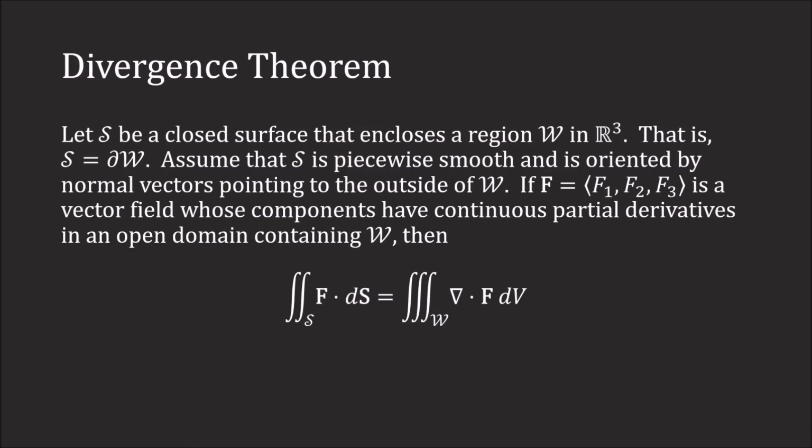And now we can look at the divergence theorem. Let S be a closed surface that encloses a region W in R3. That is, the surface is equal to the boundary of W. Assume that S is piecewise smooth and is oriented by normal vectors pointing to the outside of W. If F is a vector field whose components have continuous partial derivatives in an open domain containing W, then the surface integral over S is the triple integral along W of the divergence of F.